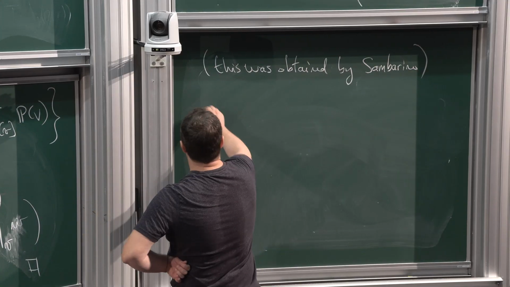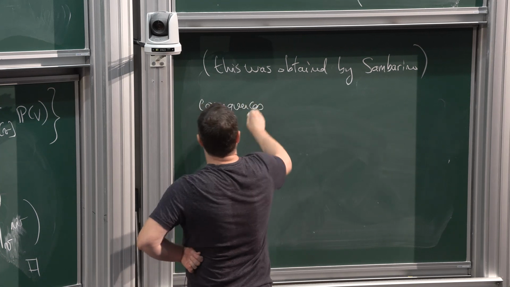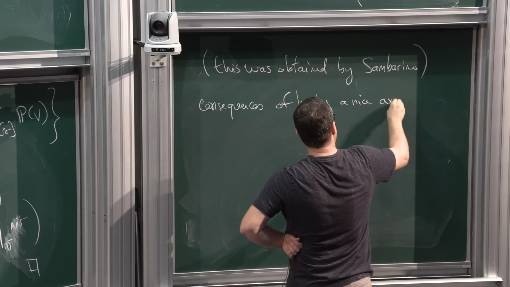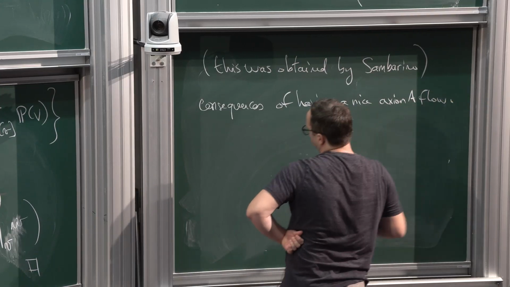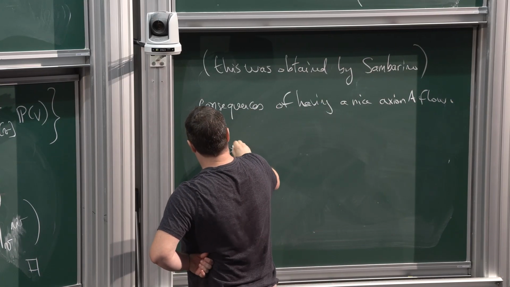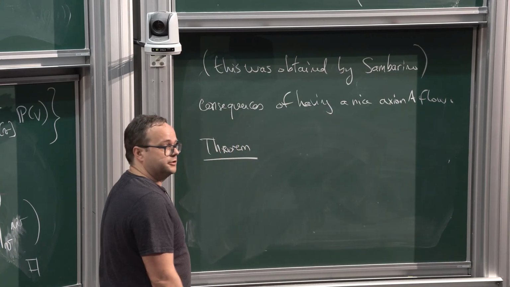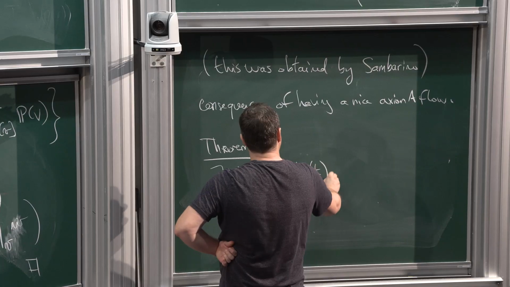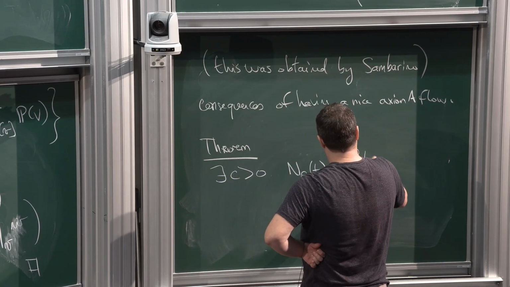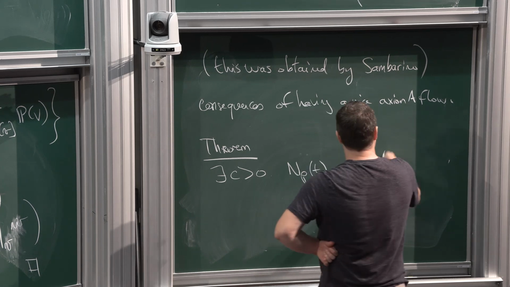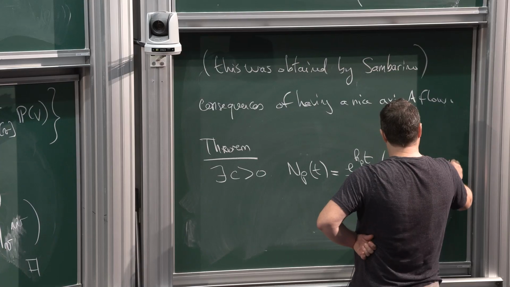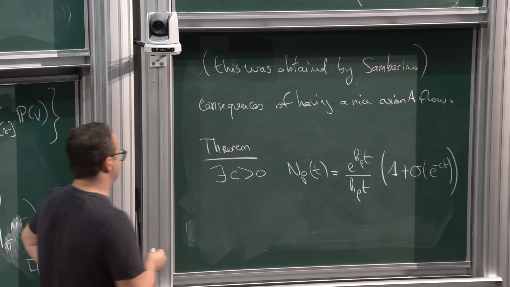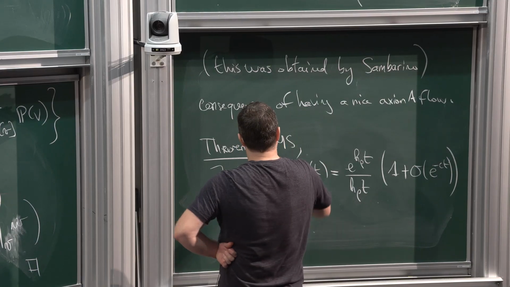Okay. But now the consequences of what I would call having a nice axiom A flow is that you have an exponential error term, right? So there exists some positive c such that n rho of t is exponential h rho t over h rho t times 1 plus something exponentially small. So this, we prove that we can get such estimates.